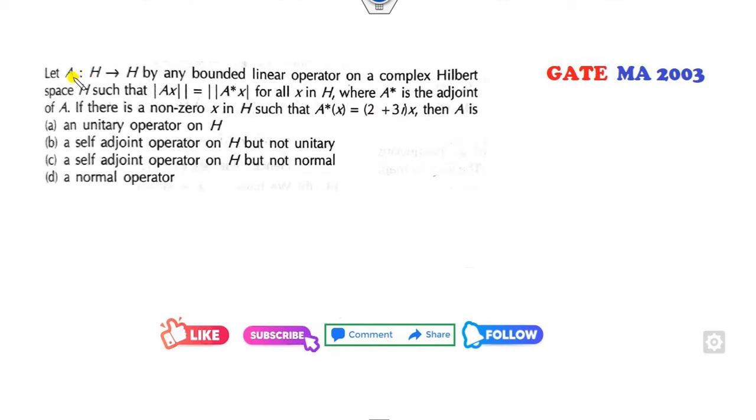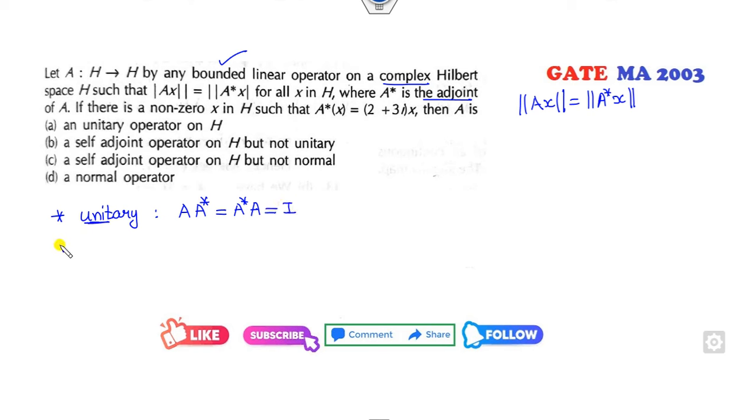Okay, look at this one. A is defined as a bounded linear operator on the complex Hilbert space, where the norm of Ax is the norm of A star x, and A star is the adjoint of A. Then there exists a non-zero x such that A is unitary. What is the meaning of unitary? For unitary, you need to prove that A into A star is A star into A. It's a unit, so it means it must be identity.